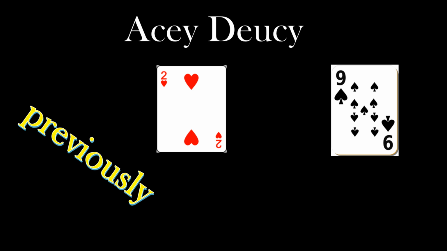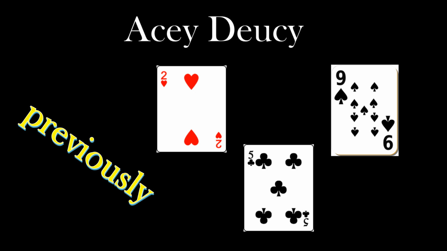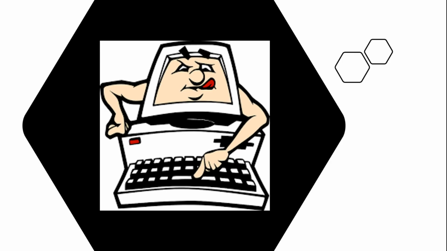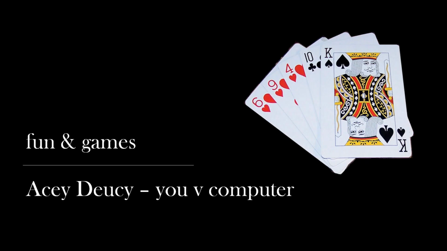So we started off, we created the Acey Deucy game, and here's an example. We've got two cards, and in this game you need to bet on the chance of the next card being in between these two. So 5, that would be a winner. This video I'm going to play against the computer. Okay, Fun and Games, Acey Deucy, you v the computer.